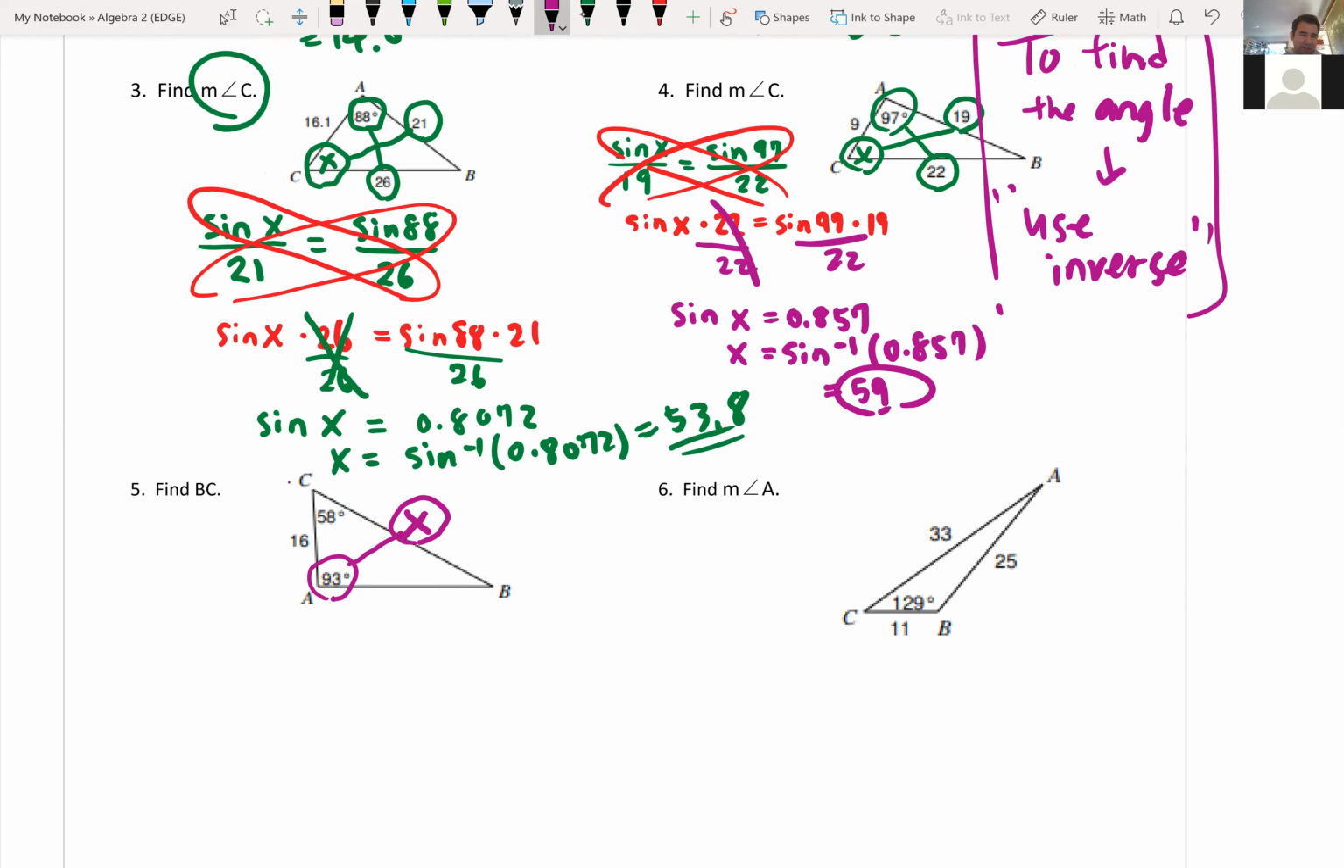Now, where is the other pair? The other pair should be this 16 and this angle, okay? We should not be using 58 degrees because, again, we don't know anything about it. You don't want to introduce another variable, y. You won't be able to solve that. But can we figure out the angle B?